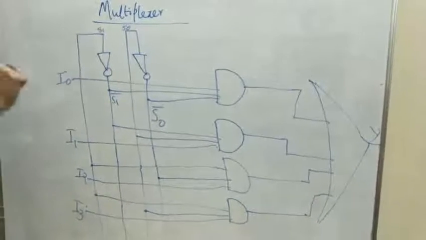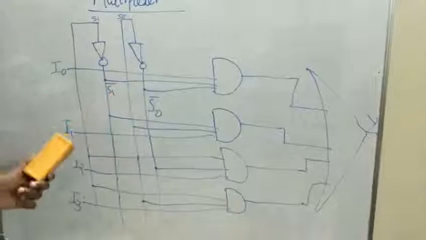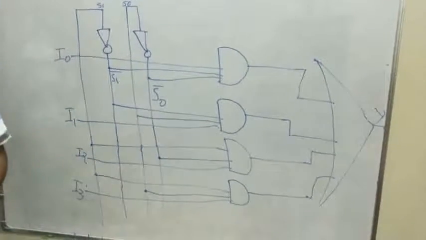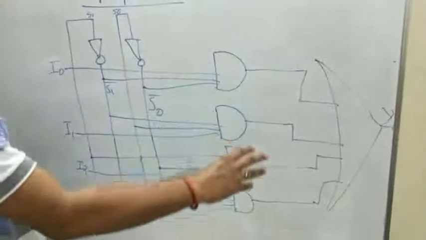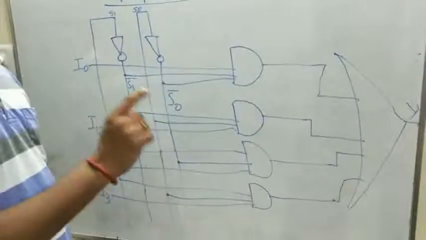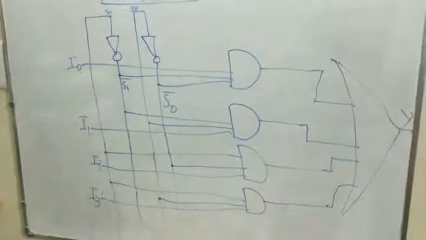For example, I0 is connected with the first AND gate, I1 is connected with the second AND gate, I2 is connected with the third AND gate, I3 is connected with the fourth AND gate, and we need to combine all the outputs of the AND gates and give it to a single OR gate that will produce a common output. Okay, so you can refer to the function table.